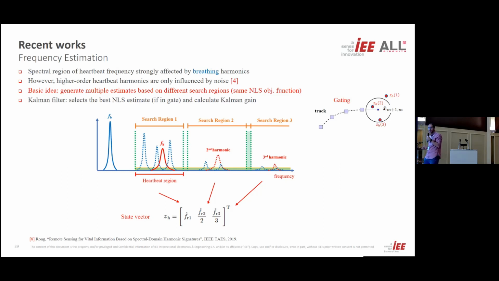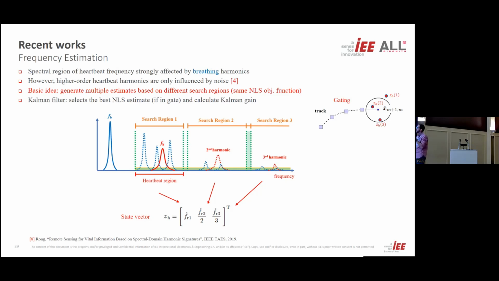However, higher order harmonics of the heartbeat are only influenced by noise. So our idea was, let's try to estimate not only using the fundamental frequency region, but also using the higher order harmonics of the heartbeat. This is the basic idea: generate multiple estimates. And how do we decide which estimates are good? There is no way to know if we will have enough energy in the heart signal to see the second or the third harmonic.